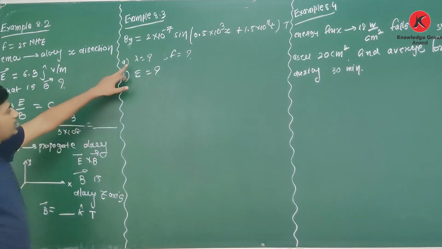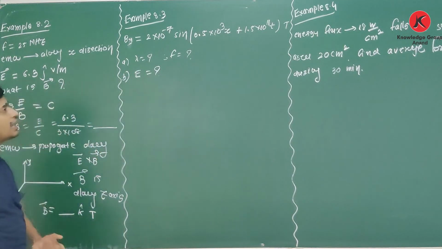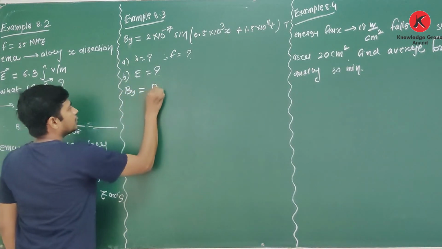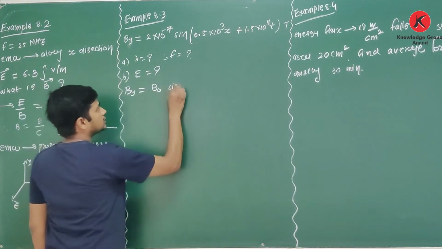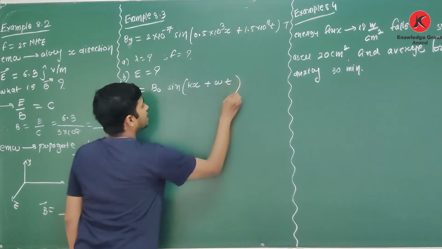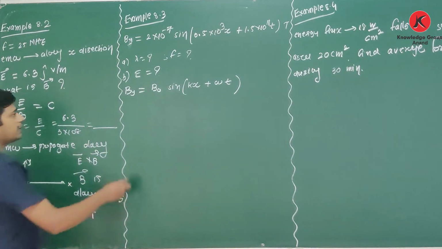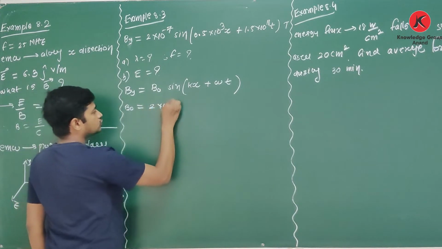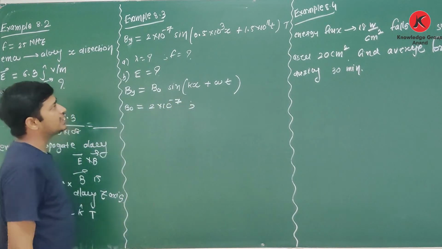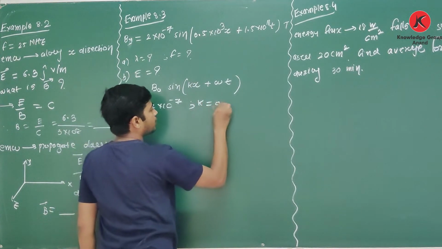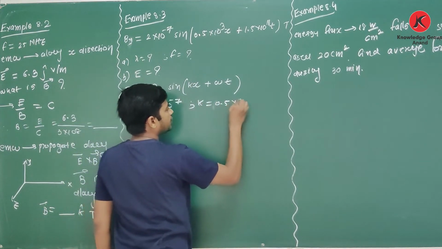You have to find what is wavelength and frequency and what is the electric field vector. First of all, I can write this equation as By = B0 sin(kx + ωt). Yes or no? Yes. So I can write the value of B0: B0 is equal to 2 × 10^-7. Another comparison here: k is equal to 0.5 × 10^3.